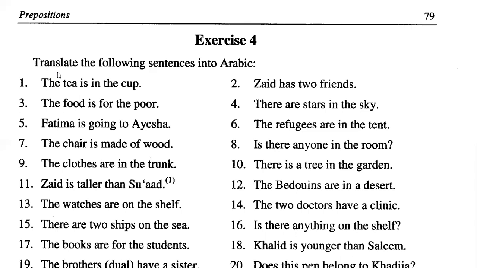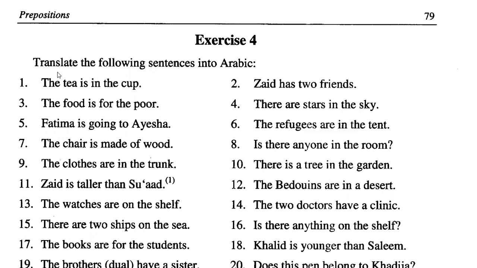Sorry? Sadiqani. Yes. Zaidin Sadiqani. Tamu lil fukara. Gharib means stranger. Okay. Poor means fakir or fukara. Fakir is singular and fukara is plural.